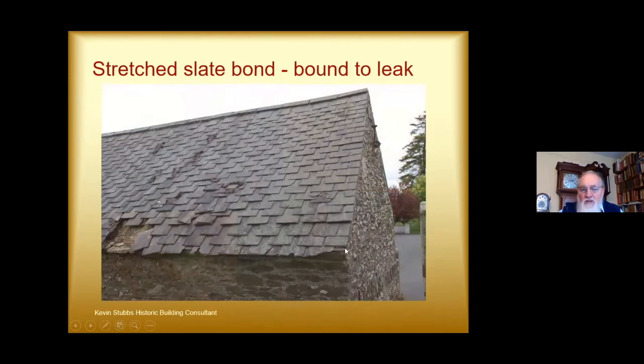If you are short of slate, this is something that one shouldn't do. This is a real horror story where the slater realizes he's lost 40% of his slates when re-roofing, and so he's spread them out to cover the area. And so this stretching of the slate bond, basically it's bound to leak within a very short period of time. So don't be tempted to allow the stretching of the slate bond.